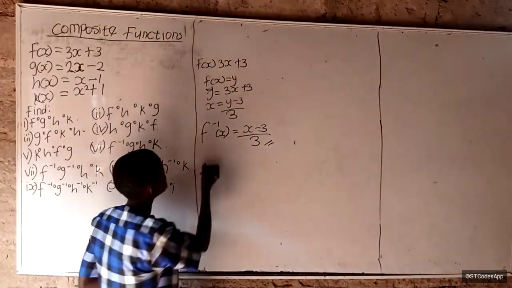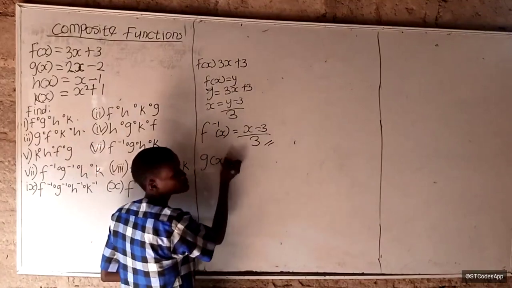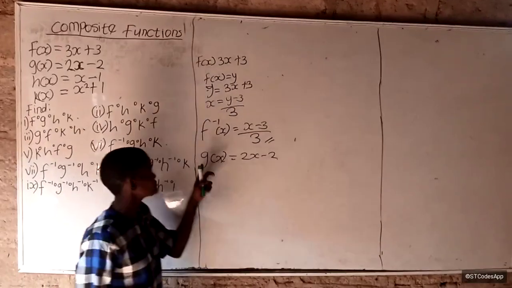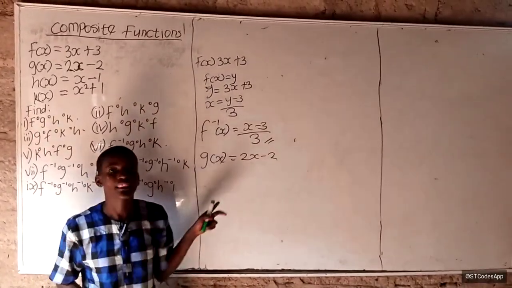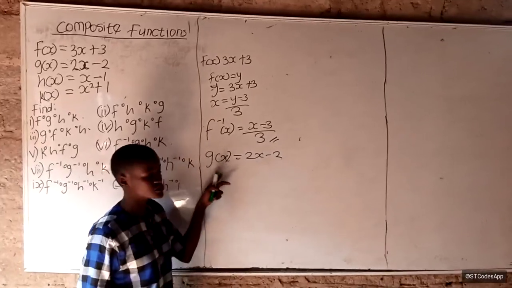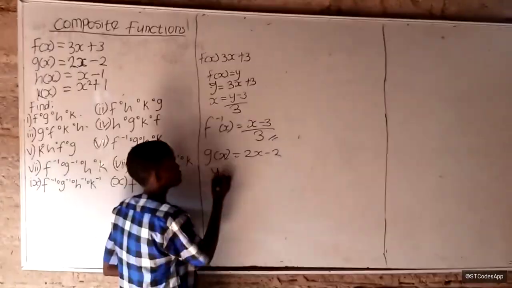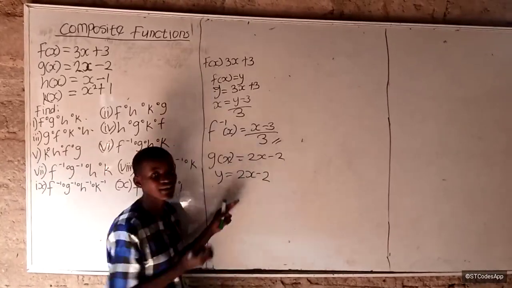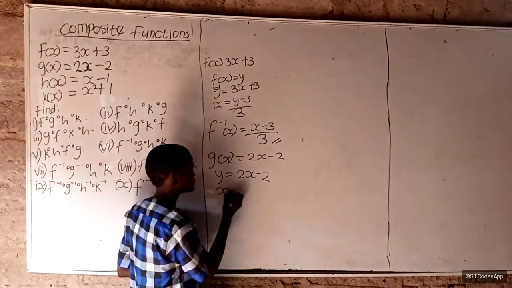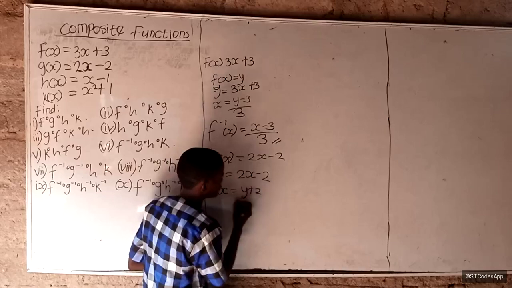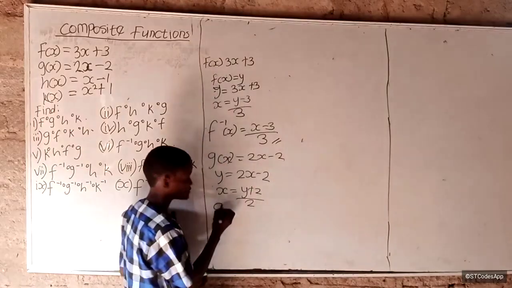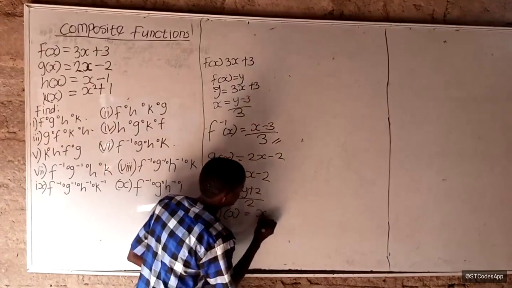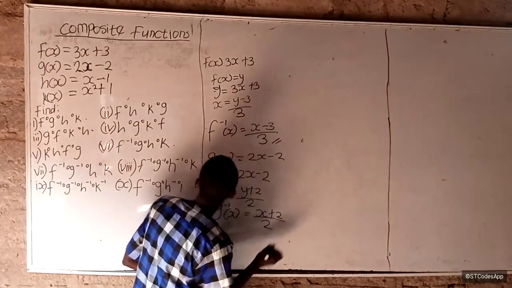So to find our g inverse of x, we also go the same way. g of x equals 2x minus 2. And we also say let g of x equal y. So since g of x equals y equals 2x minus 2, making x the subject of the formula, we have x equals (y plus 2) over 2. Then our g inverse of x will be (x plus 2) over 2.